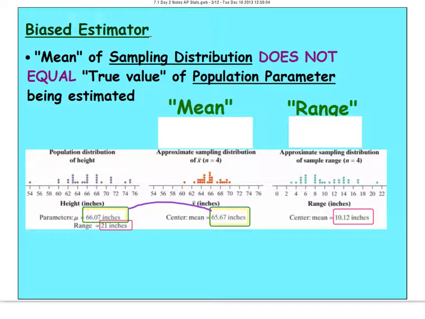Now, is 10.12 fairly close and related to the population range of 21? Absolutely not. In this case, it's very far off. Therefore, using range as an estimator for this particular population would be considered a biased estimator.